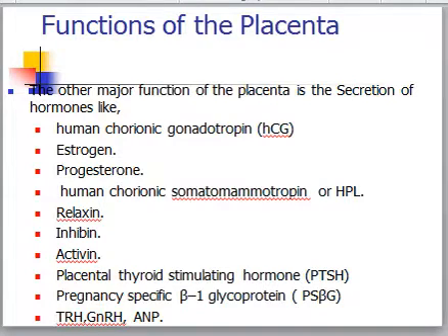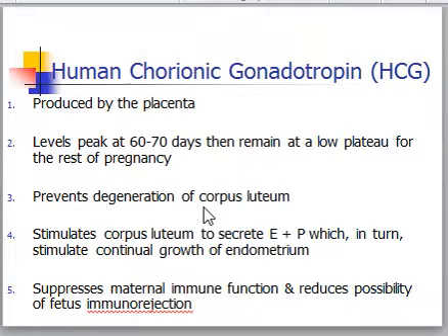And we need to know what human chorionic gonadotropin is, because we have to discuss more about it. So we have to understand what human chorionic gonadotropin is. It is produced by the placenta. Human chorionic gonadotropin is a gonadotropin secreted from the syncytiotrophoblast of the placenta. The syncytiotrophoblast cells start producing HCG between 6 to 8 days after fertilization.